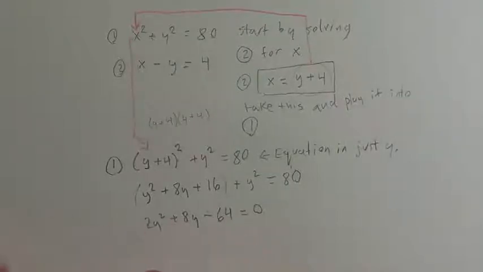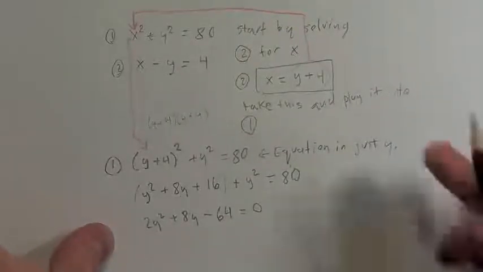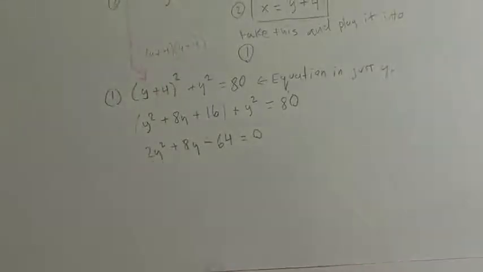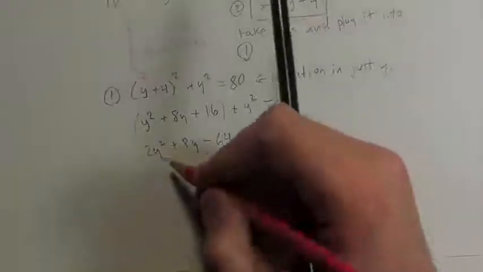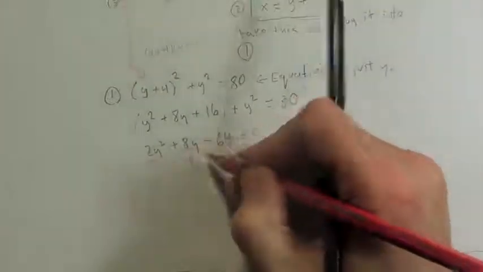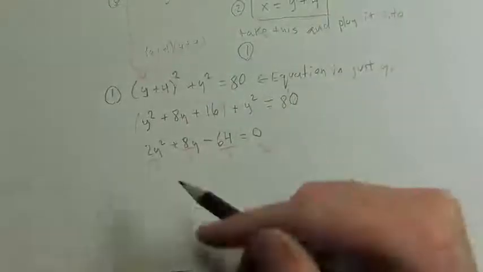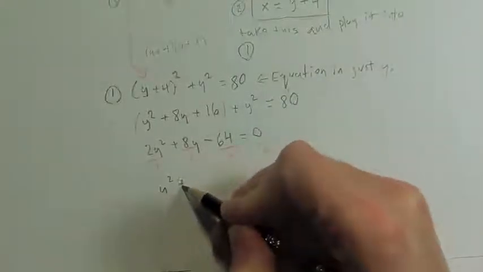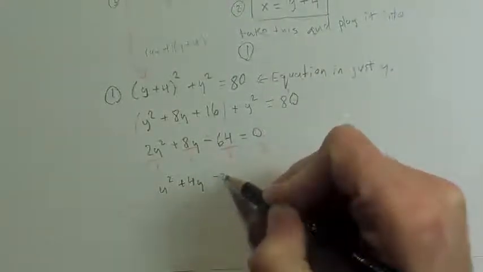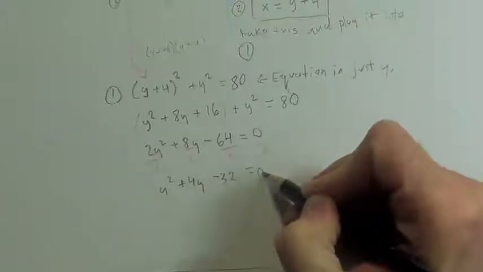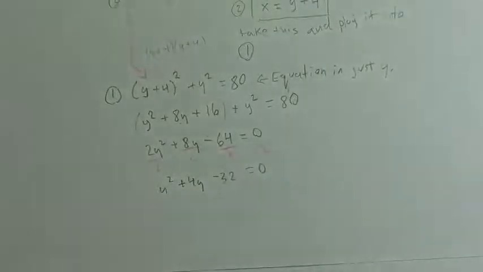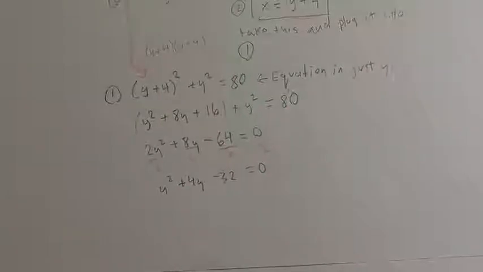Now we could go through our usual solving of quadratic stuff here. But since I see everything's even, I'm just going to divide everything by 2 to simplify it all a little bit, and the 0 too. So I'll get y squared plus 4y minus 32 is equal to 0.